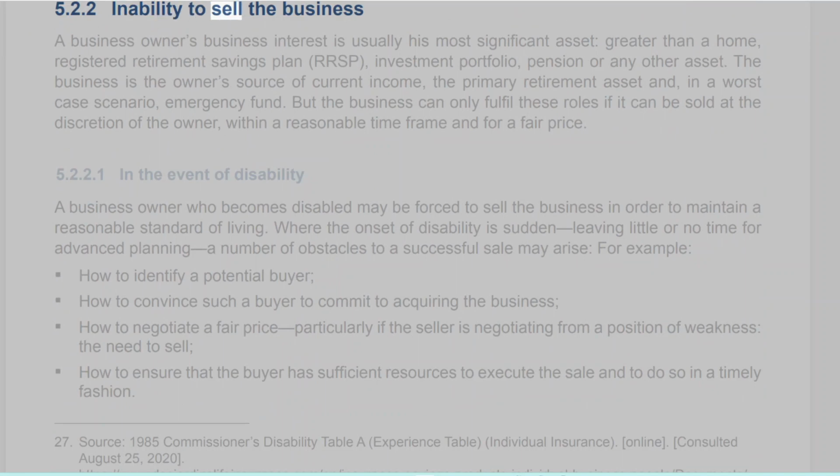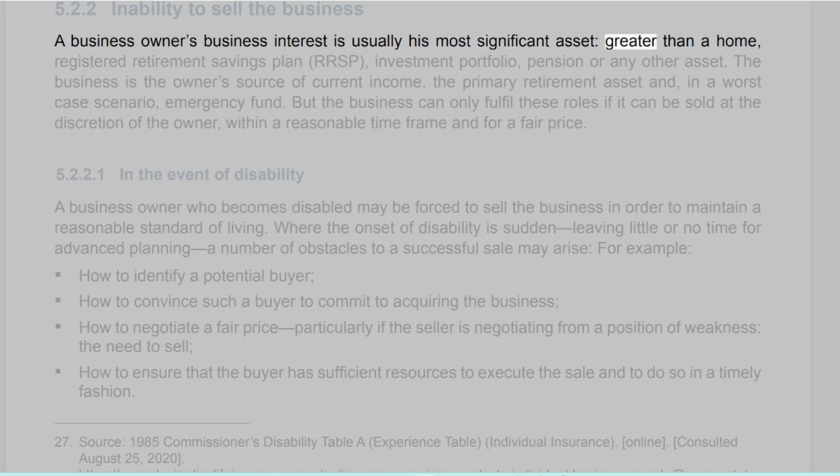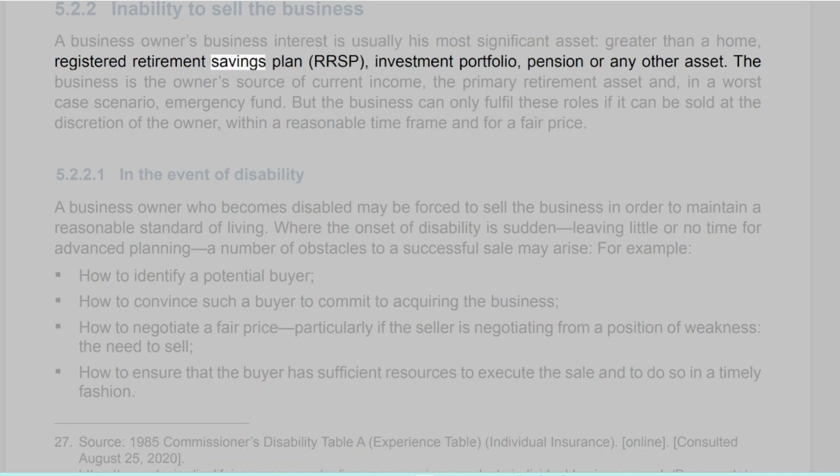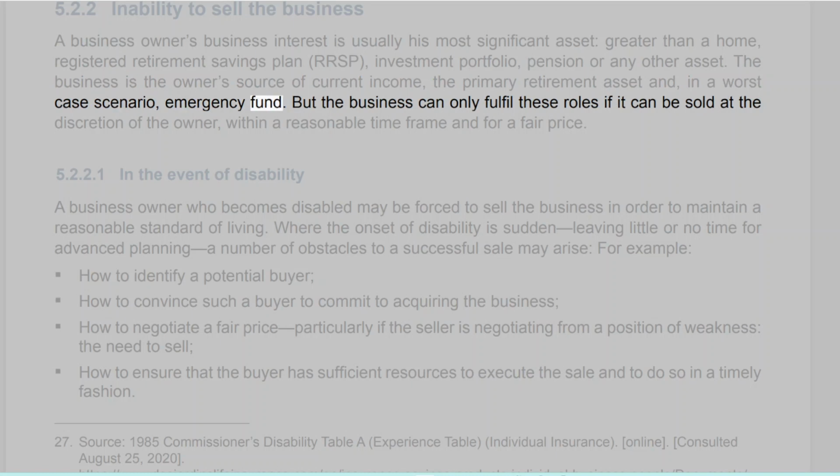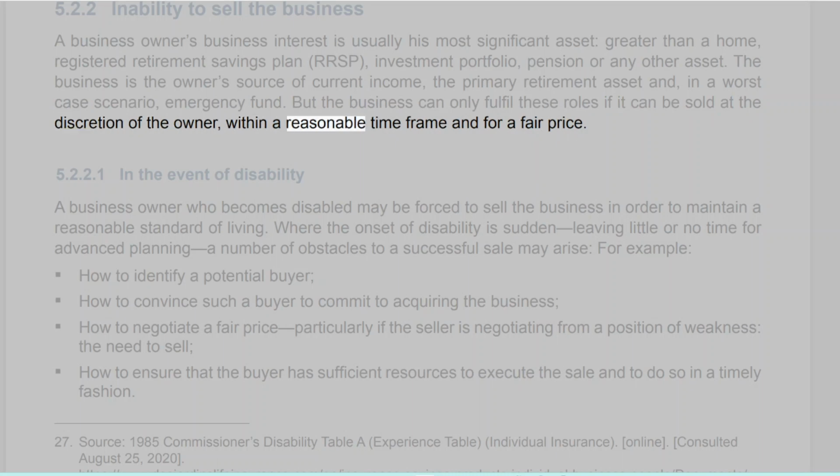5.2.2 Inability to sell the business. A business owner's business interest is usually his most significant asset, greater than a home, registered retirement savings plan, RRSP, investment portfolio, pension, or any other asset. The business is the owner's source of current income, the primary retirement asset, and in a worst-case scenario, emergency fund. But the business can only fulfill these roles if it can be sold at the discretion of the owner, within a reasonable time frame, and for a fair price.